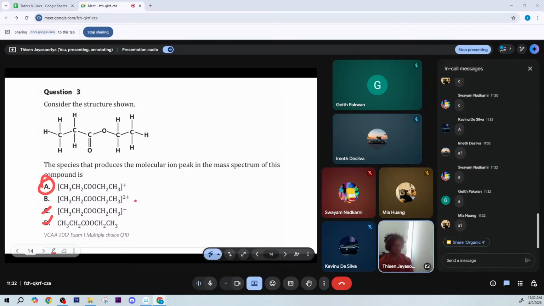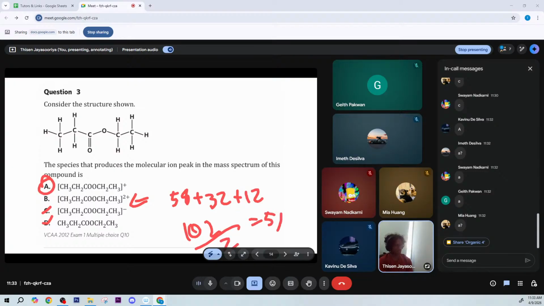These two are negatively charged, and this one here, right? Because it's 2 plus, the mass to charge ratio here is going to be 15, 15, 29, 29, 29 is 58 plus 32 plus 12, 70, 70, 102, yeah? So it's going to be 102 divided by 2, which is 51, which is smaller than this one here, yeah? So even though this could be a fragment that's present, or a molecular ion that could be present, it's not the molecular ion peak, yeah?